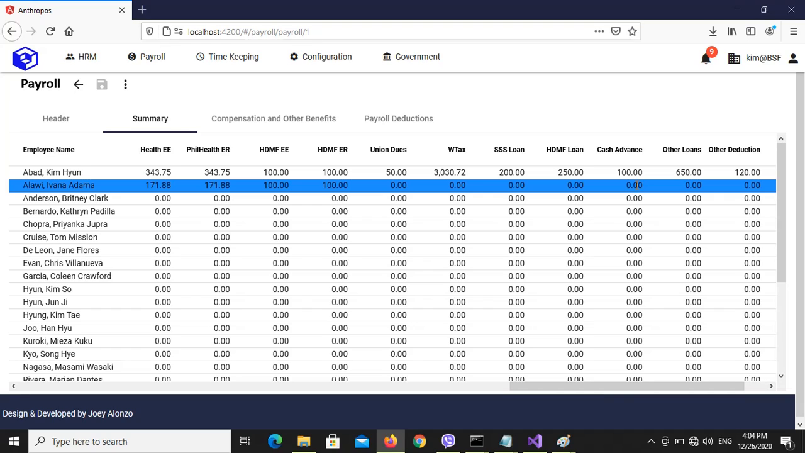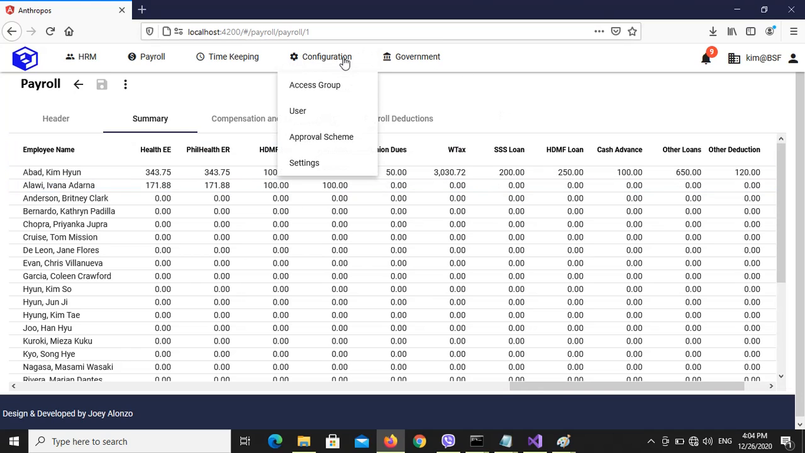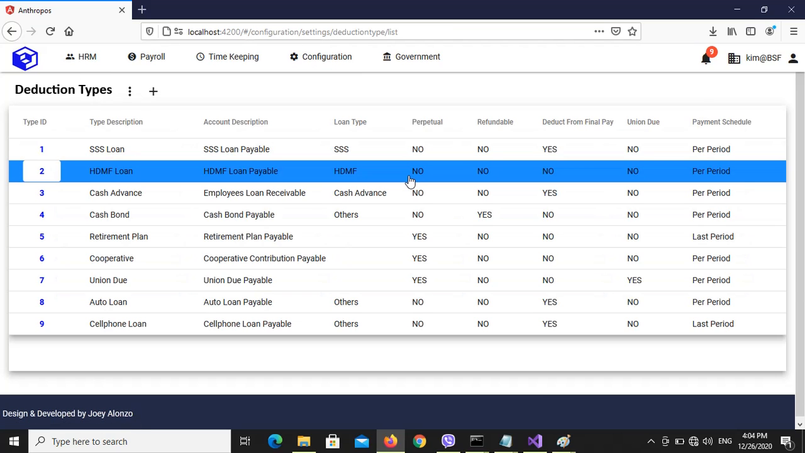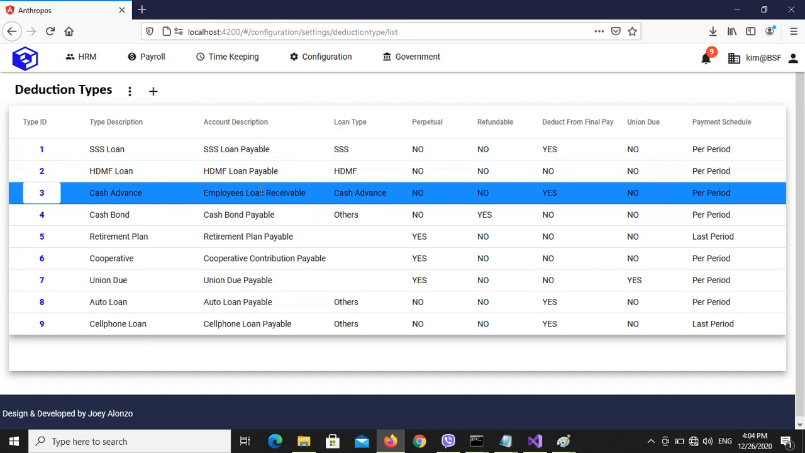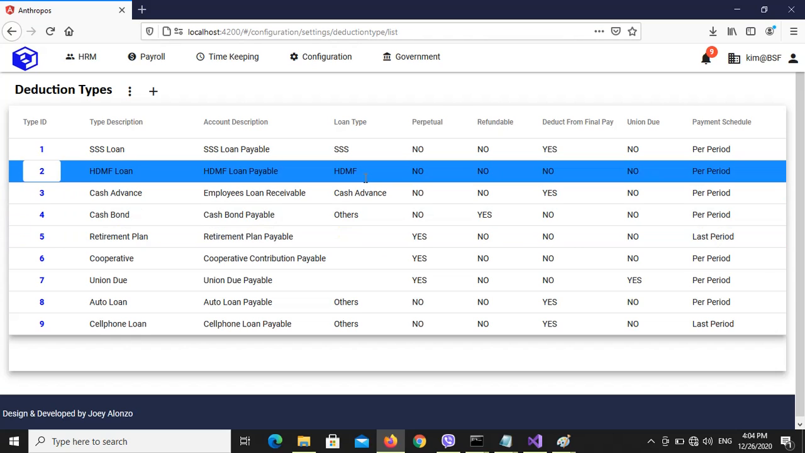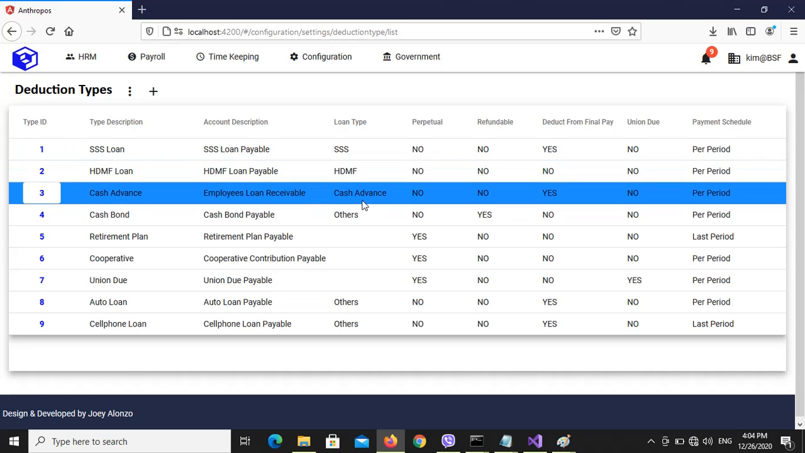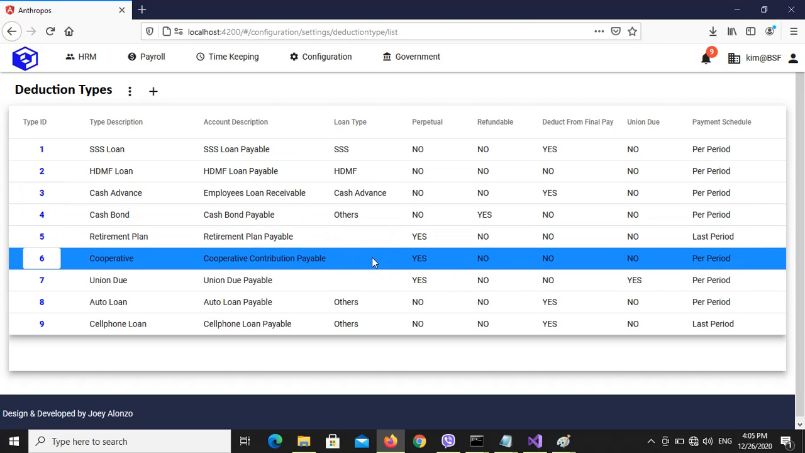this video. Now, to have these values in the payroll, we need to do some configuration, just like the compensation. Of course, we need to set the deduction type. On the deduction type, we have here of course the description, the loan type. So loan type can be blank or you need to specify. So loan type can be SSS, HDMF, cash advance, or others, or it can be blank.